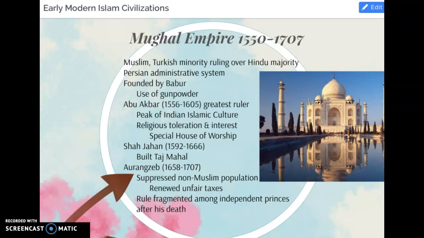Later on, Shah Jahan is the one who built the Taj Mahal, and I know your textbook has a nice little section on him that you should definitely take a look at.